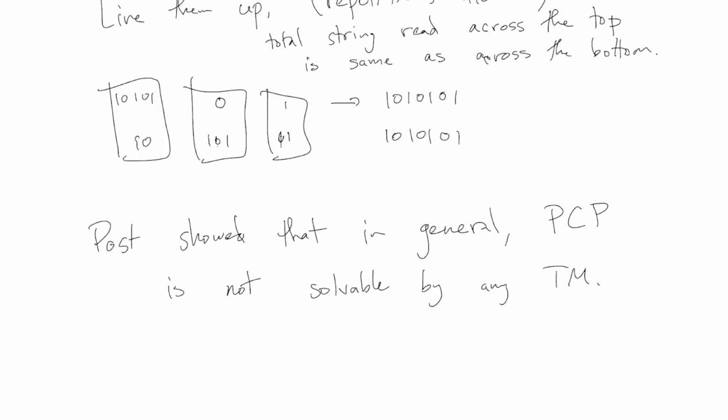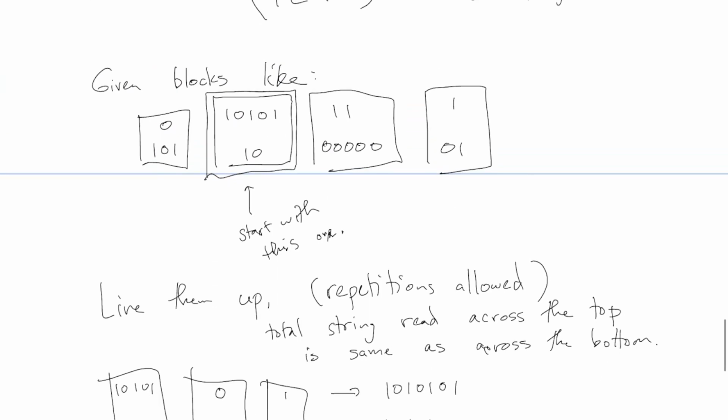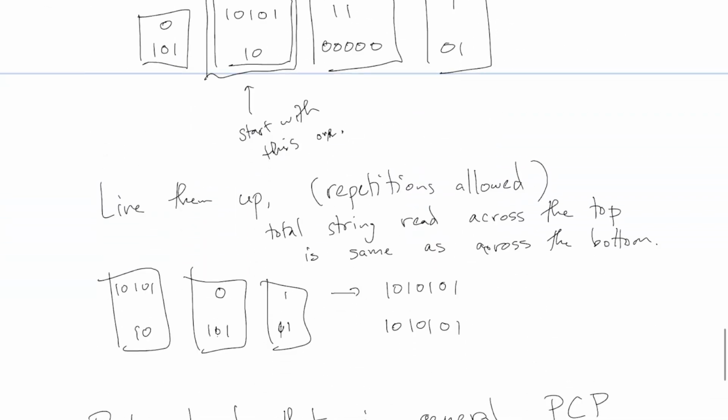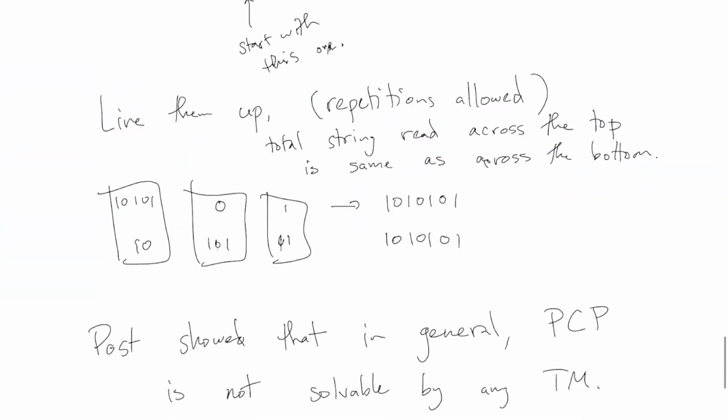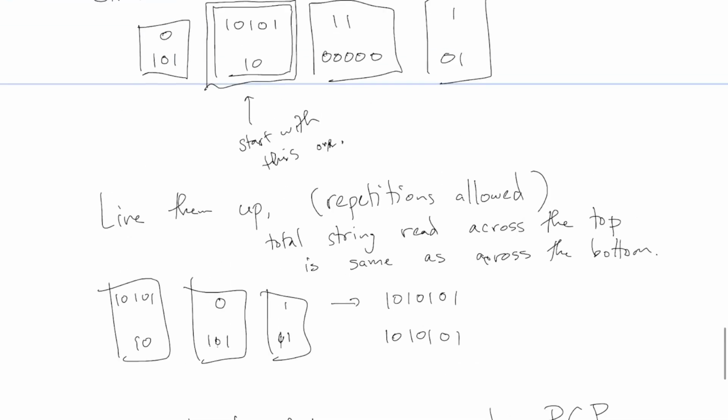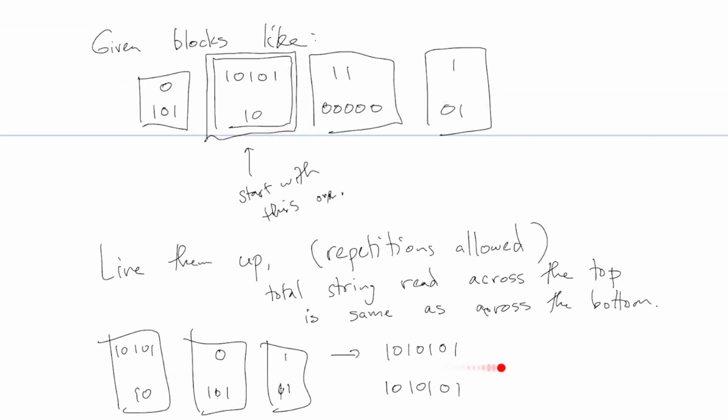This is the point. It has to do with this repetition, right? I said you are allowed to repeat the tiles. Repetitions allowed, all right? This is the way in which it turns out being able to detect if these tiles will ever end up with strings that are equal is actually equivalent to being able to tell if there's going to be some kind of infinite loop or not.